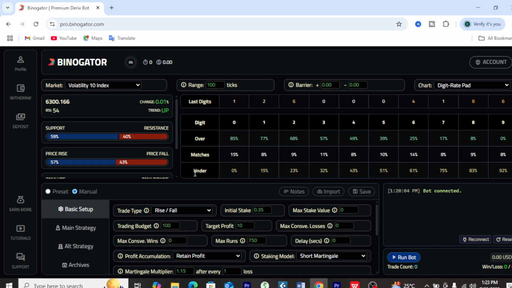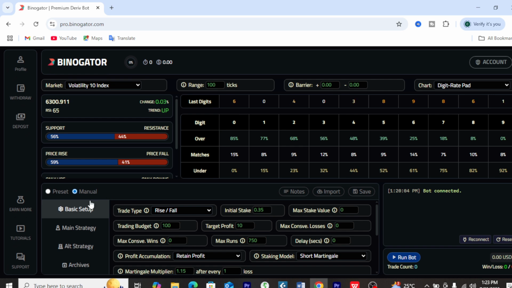So for under, we are saying the percentage that we are going to have a last digit that is under 0, which is not possible. That is why this is 0%, because 0 is the last digit or the smallest number in the numeric scale. That is why you have 0% here. So that is the summary of this digit rate pad.